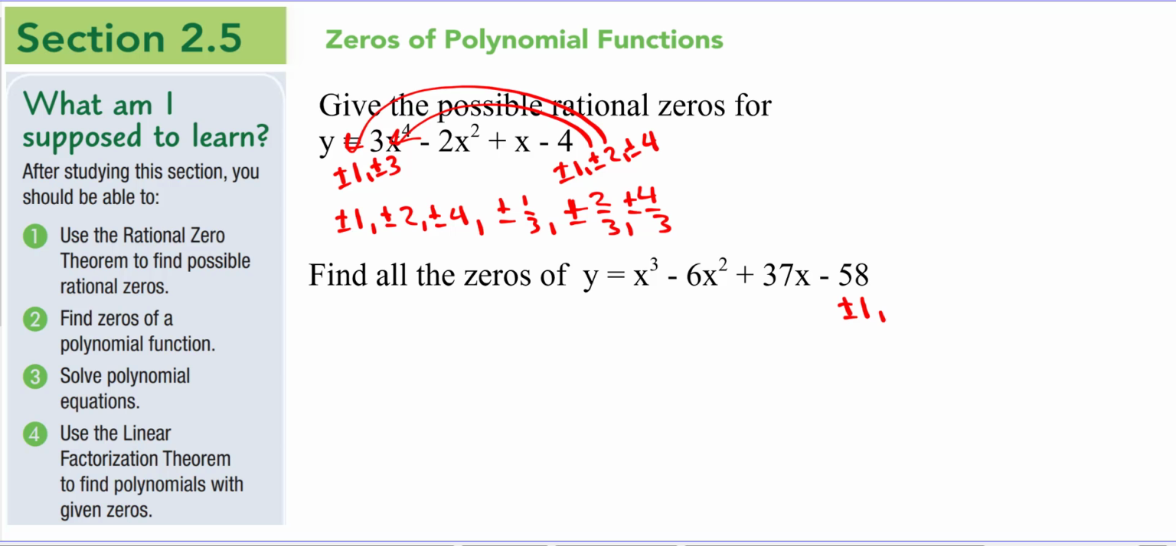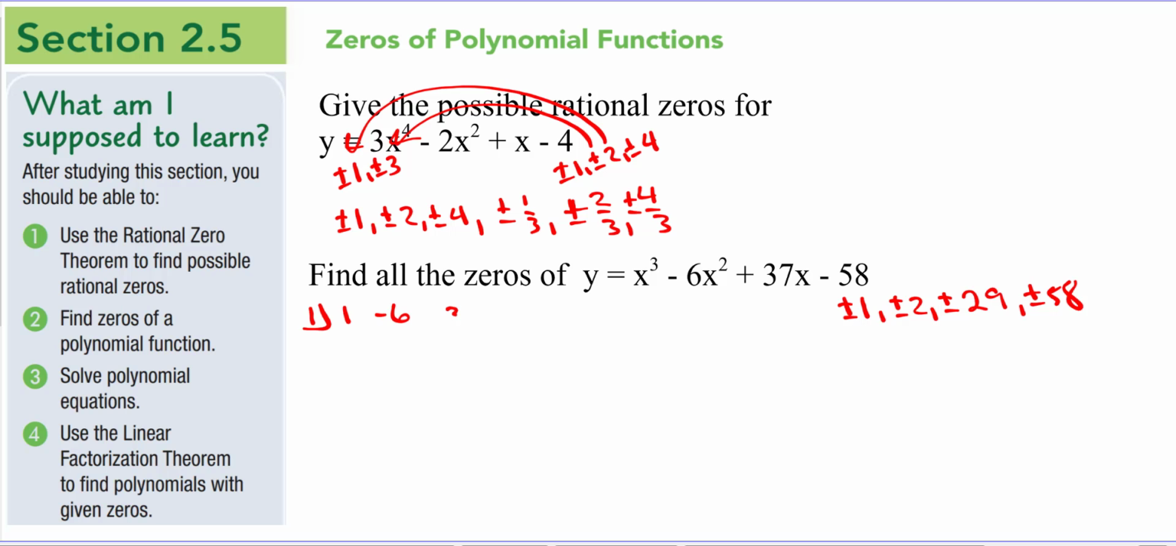Find all the zeros of this polynomial. So the factors of 58 are 1, 2. I don't think 3 is. 4 is not. 5, 6 isn't. So I think we can just match this up: 2 times 29 and then 1 times 58. So let's try 1 synthetically.